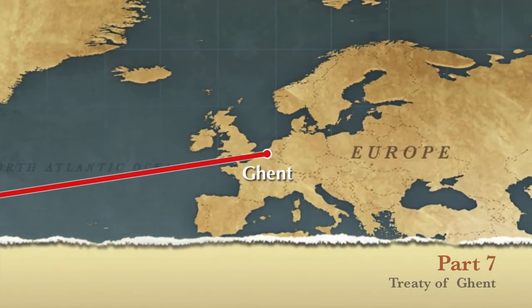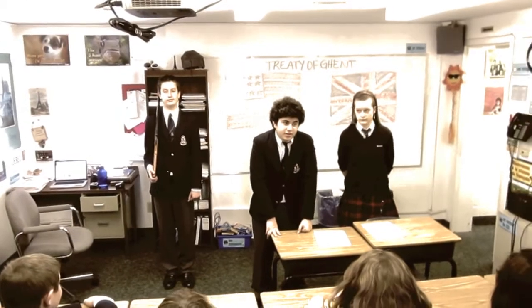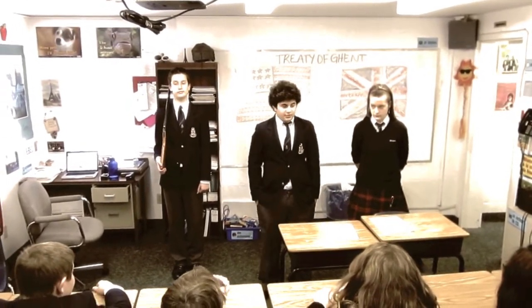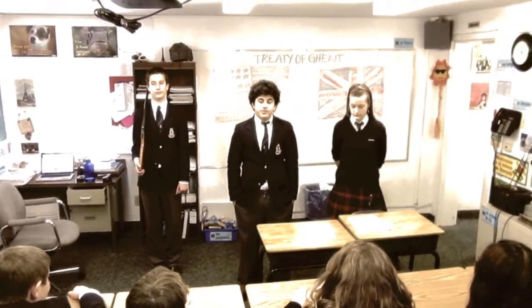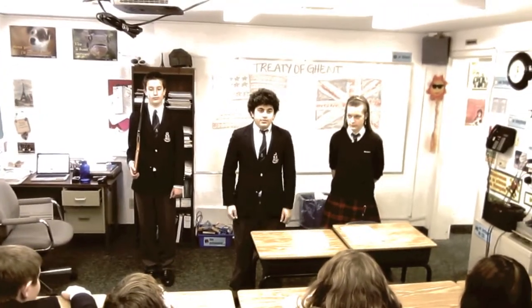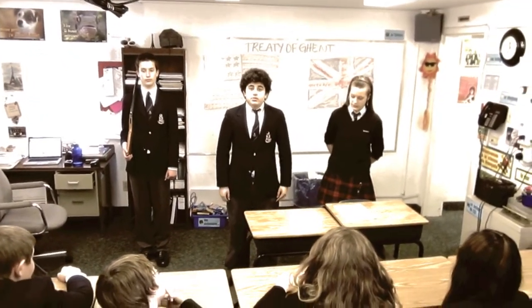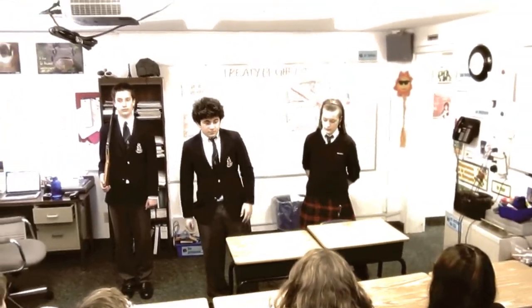The Treaty of Ghent was signed on December 24, 1814. It was signed in Ghent, Belgium, a country that wasn't involved in the War of 1812. This ended the war between the two nations of British North America and the United States of America. James Madison, the U.S. President, and a British diplomat signed the treaty.